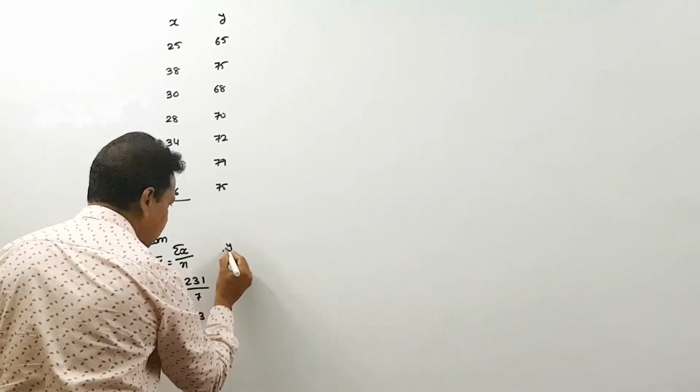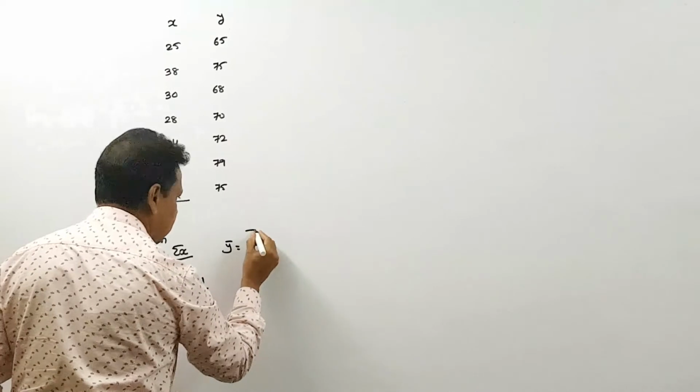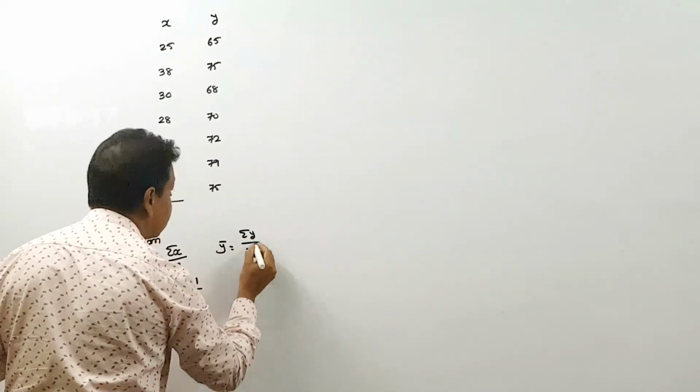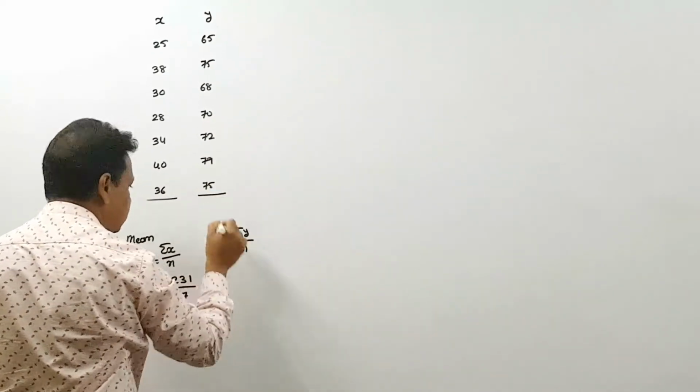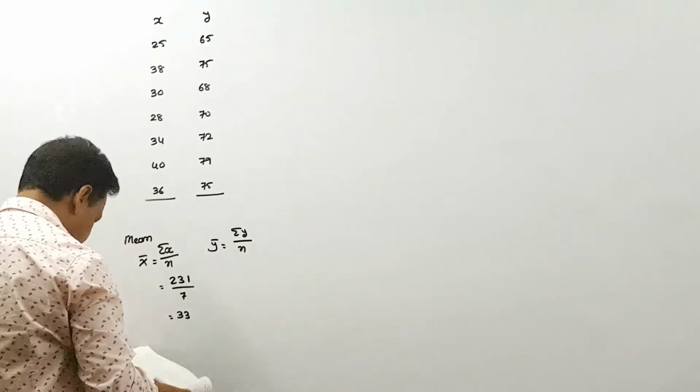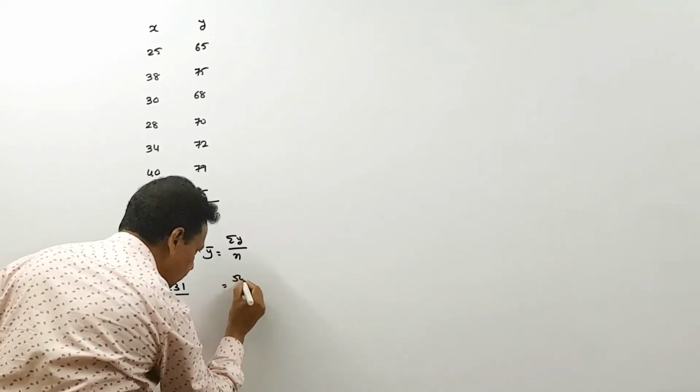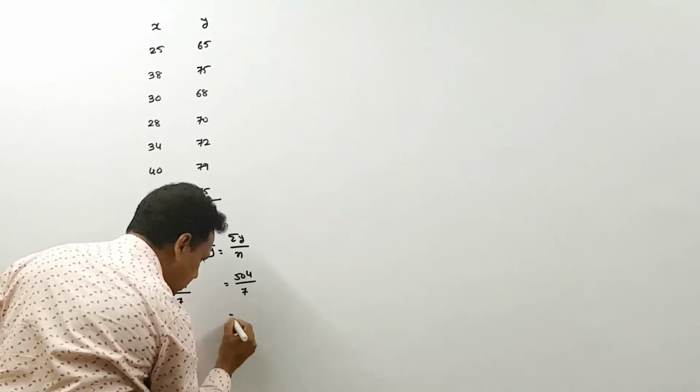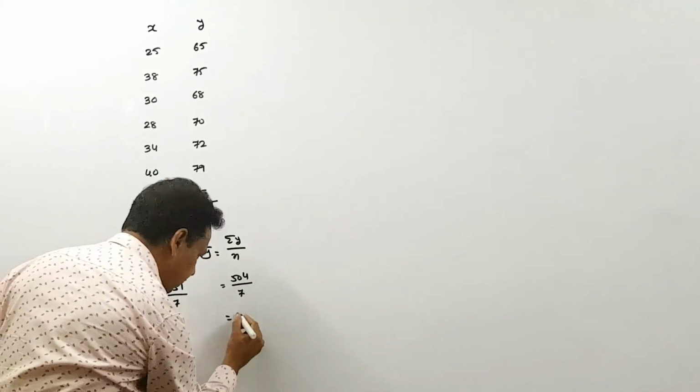Now we have to find y bar. For the next variable, the sum of y upon n. The total of y is available. It is 504 divided by 7, and the answer is 72.